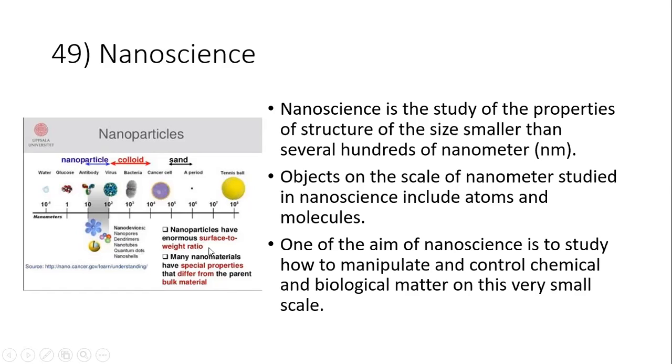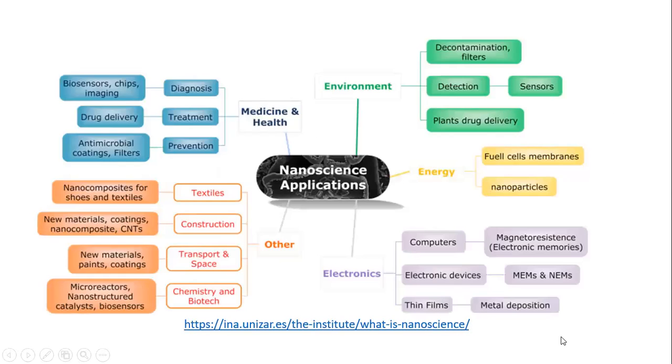Right? Different from macroscopic property. When we look at the whole thing, the surface is smaller, the weight is larger. That's what I mean by surface area to weight ratio. Many nanomaterials have special properties that differ from the parent bulk material. Right? That means if you look at copper as nanoparticles and copper as an element, the properties are completely different. Okay, so that's summarized for you.